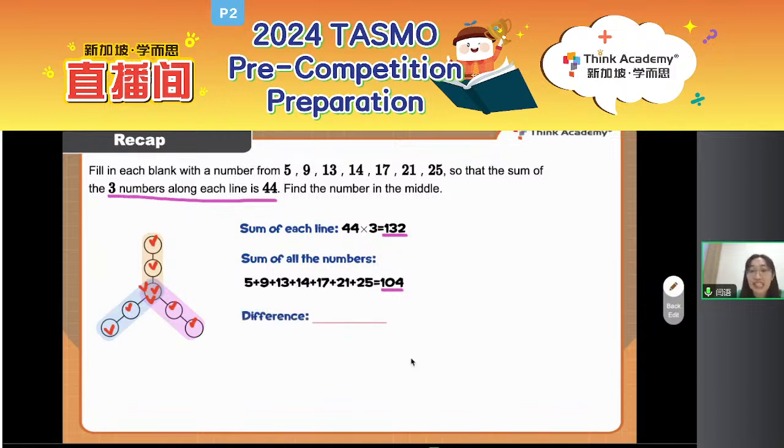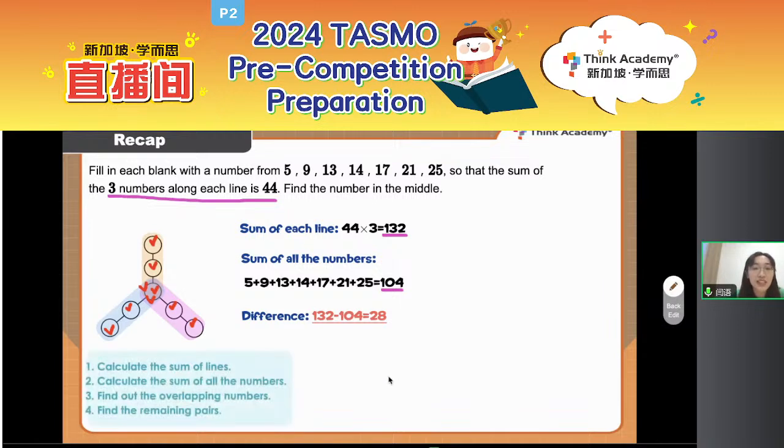So here, let's try to find the difference. Compare these two cases, you can find that the difference between 132 and 104 is 28. Then can we just say the middle number is 28? But 28 is not even given by the question, right? Why? Excellent, Amy, correct. If you count the middle number twice, you will get 28. So what about one of that? It is 28 divided by 2, so that is 14, okay?